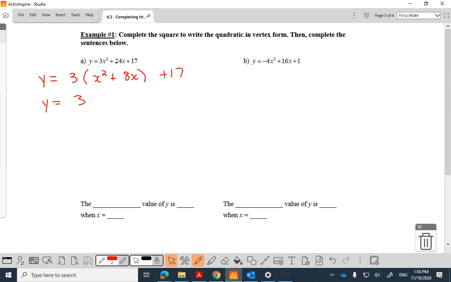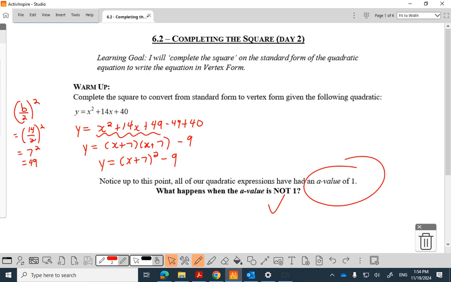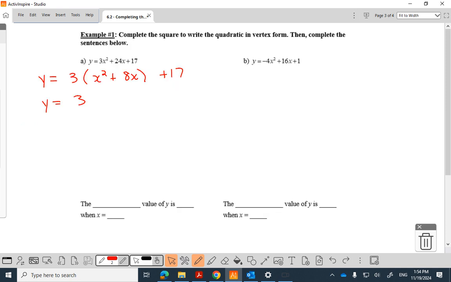What's the b value now? 8. My new b value is 8. What's half of 8, squared? 16. If you need separate work to do that, that's fine. If the numbers get big and you have to go off to the side and write out b divided by 2 squared, no shame. Wise moves. So here, inside the brackets, I'm going to add 16.